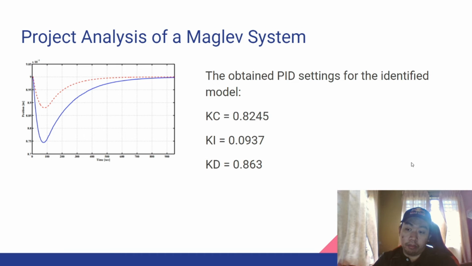For this video, my part is the project analysis. As you can see from this graph, this is obtained by the PID control system for our MAGLEV system. The values in the system are: Kc is 0.825245, Ki is 0.0937, and Kd is 0.863.